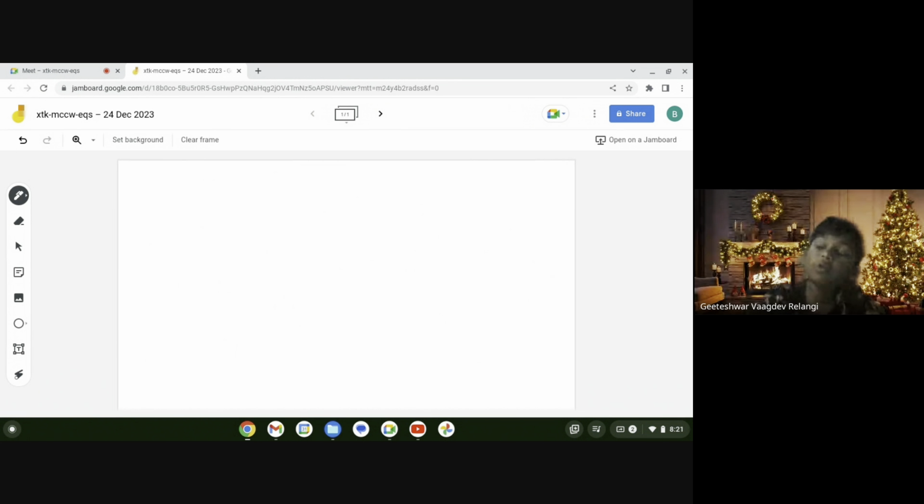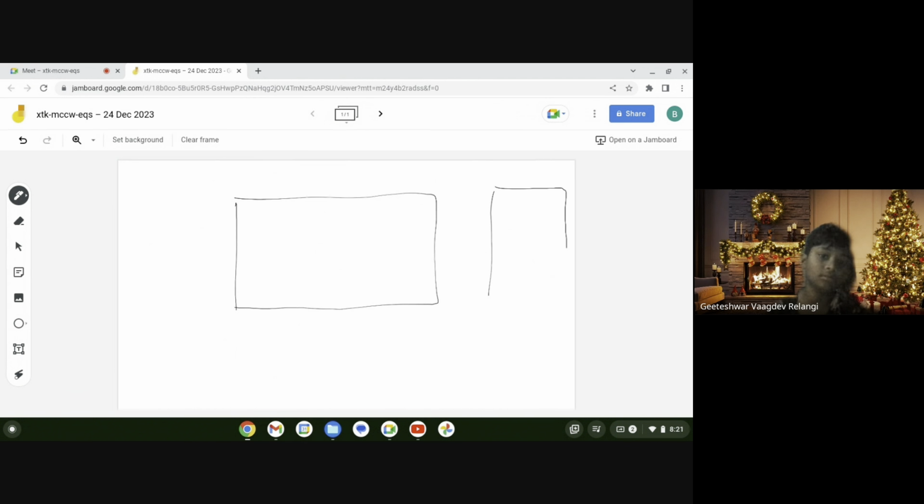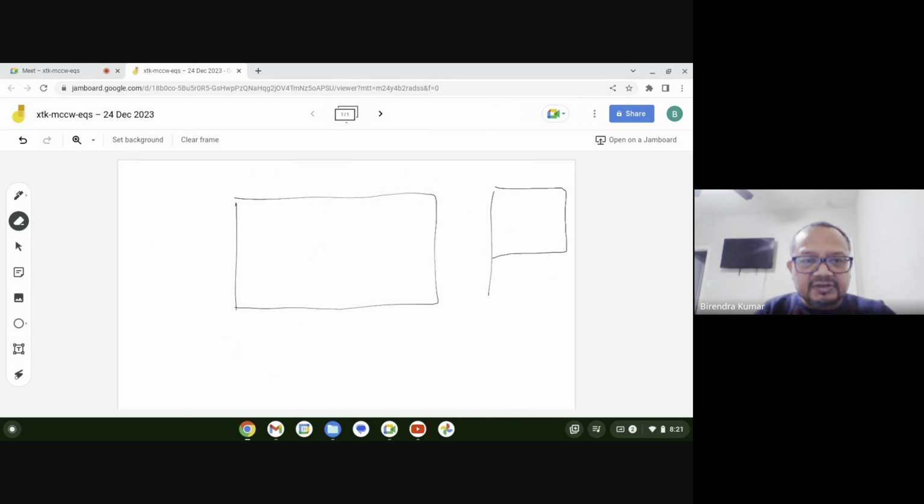I only know area, but I don't know volume and surface area. That's the only thing I know. Okay, fine. So this is the rectangle. This is, let's say, a square. What is the area?